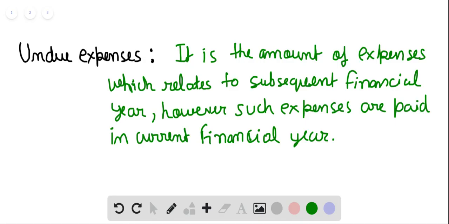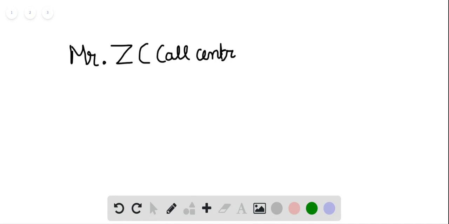So the definition seems to be very technical. Okay, but do not confuse with it. We will understand it through a simpler example. Let's say suppose Mr. Z runs a call center. We can say a BPO, business process outsourcing. So a call center. What does the call center do?